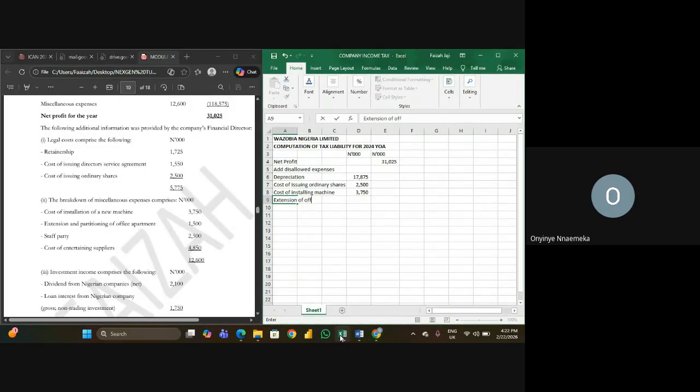Of office apartments, 1.5. Staff party, allowed.